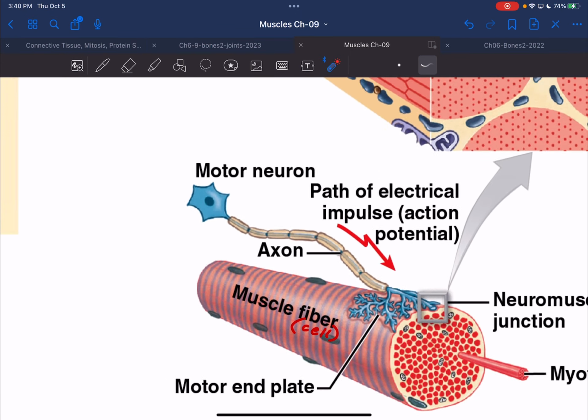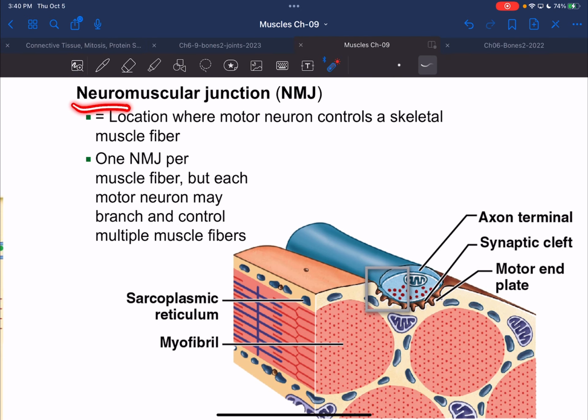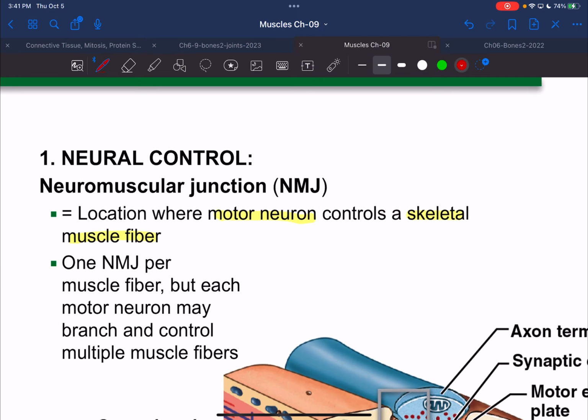And so some terms around this is that we call this connection of a nerve cell to a muscle a neuromuscular junction. Or for short, I just call them NMJs. But it's called neuromuscular junction. And the definition is here. A location of where a motor neuron controls a skeletal muscle fiber. This is such a key thing. You only really have, in this class, two types of neurons, motor and sensory.